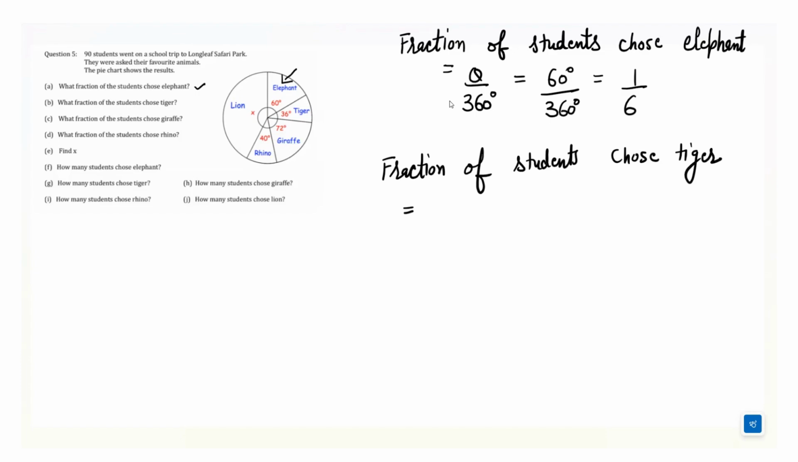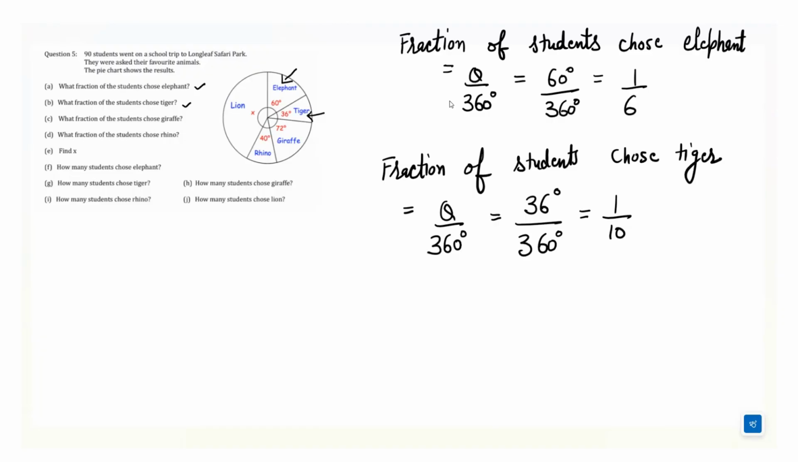Similarly, if I have to find out the fraction of the students who choose tiger, we have to look for the angle which is made here for the tigers. So it is 36 degree. So that means we'll use the same formula theta over 360 degree. Now the value of theta here is 36 degree. We'll put it here, divided by 360 degree, and when you simplify it, you will get it equals to 1 over 10.